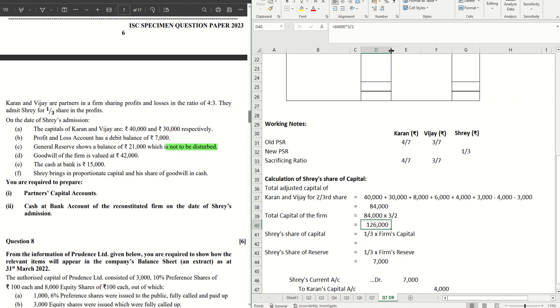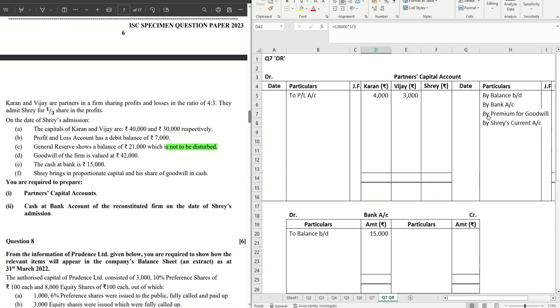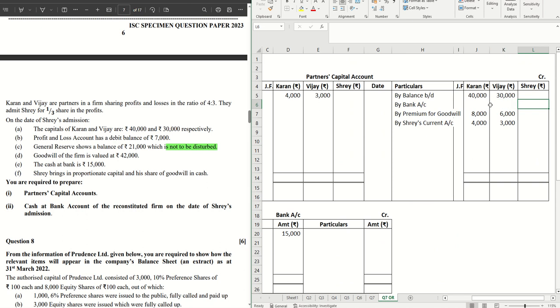Okay. So in that case, what will be Shrey's share of capital, which is one third into 1,26,000. So 1,26,000 into 1 by 3. 42,000 is the amount that Shrey is supposed to bring in. So we go up here in our capital account and we write here 42,000 in Shrey's column by bank. All right, all the entries are done straight away.